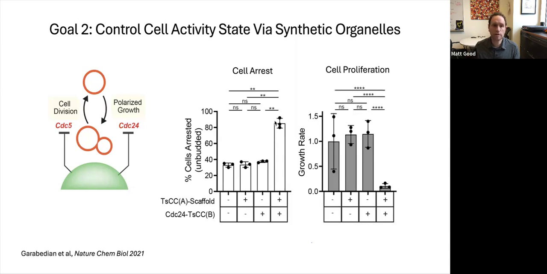But if you put these together, then you can get a very strong increase in the amount of arrested cells. If you follow them over time, we can see that we can completely shut down proliferation. So as a proof of concept, this was working. If we take key enzymes and we target them to the synthetic organelle, then we can actually shut down those pathways. So it does function as an insulator.